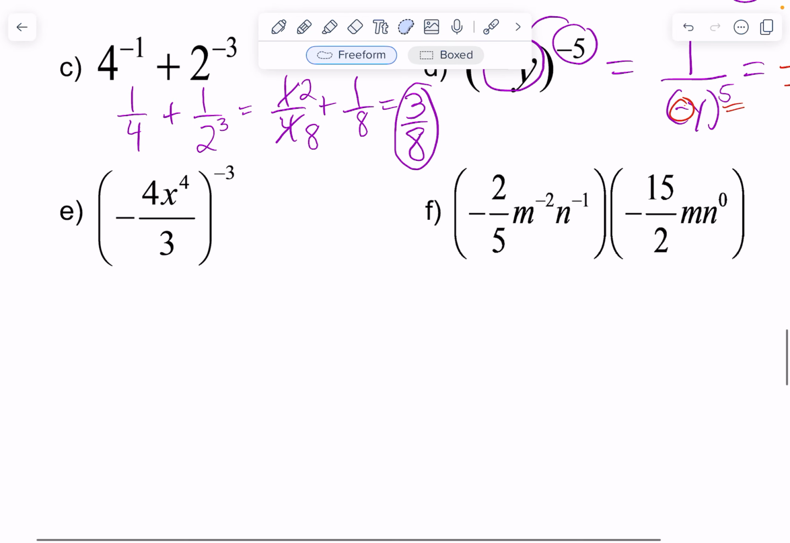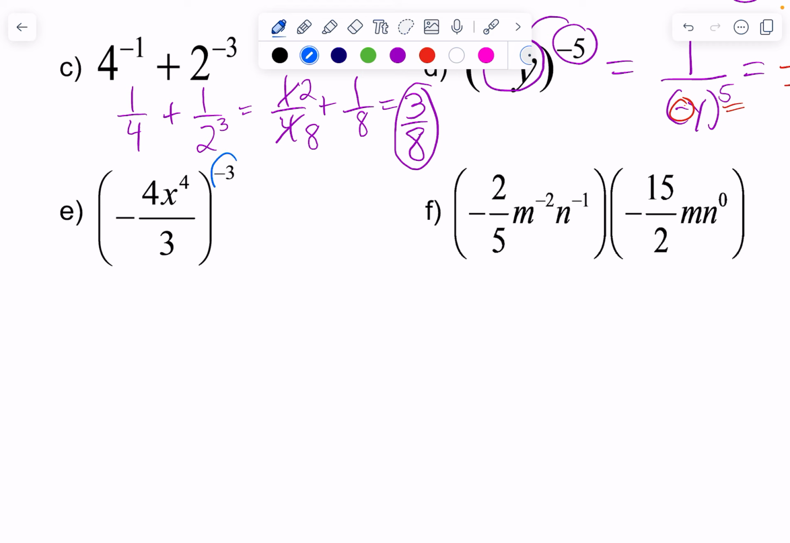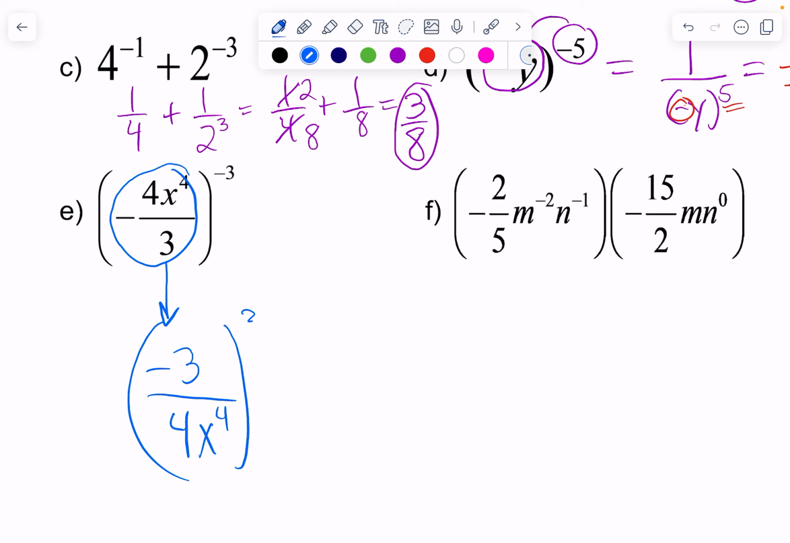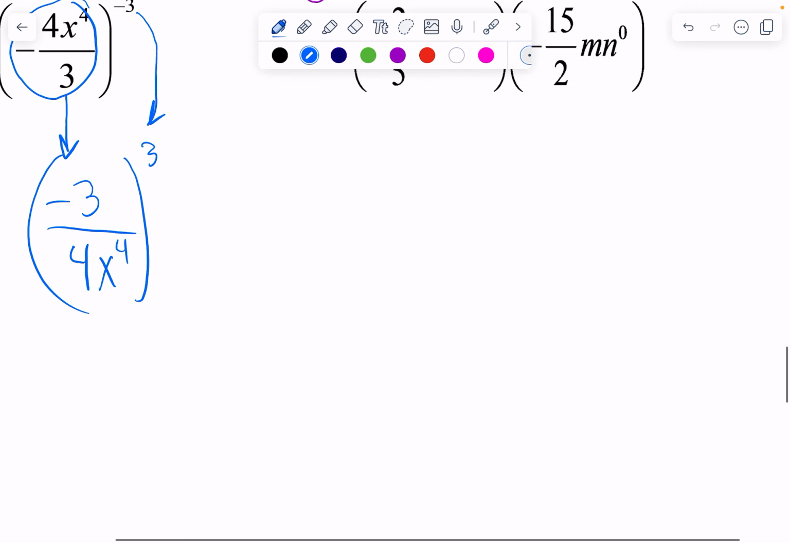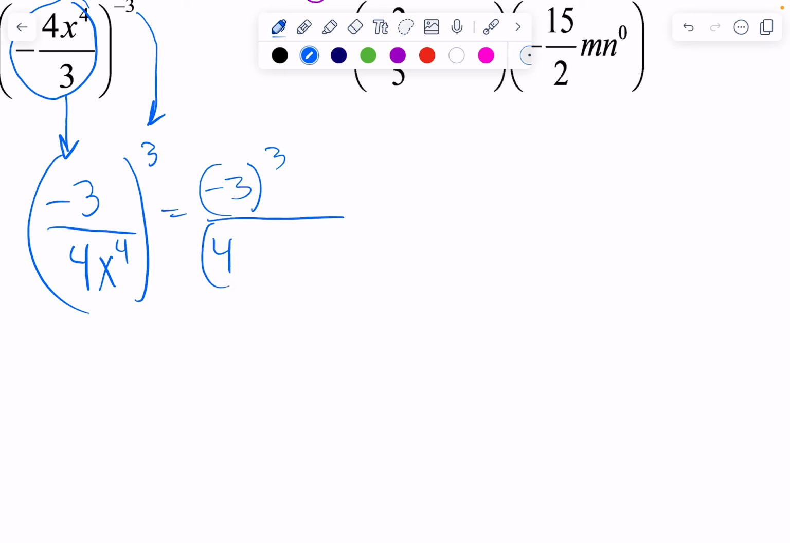Okay, I have negative 4x to the 4th over 3 raised to the negative 3 power. You can distribute this negative and have a little bit of a mess on your hands, or you can go ahead and remember, hey, wait a second. If I reciprocate the inside, the sign of the exponent changes to a positive. So now it's a lot easier. So now I have negative 3 to the 3rd power over 4 to the 3rd power times x to the 12th power. So that's going to give me negative 27 over 64 x to the 12th.